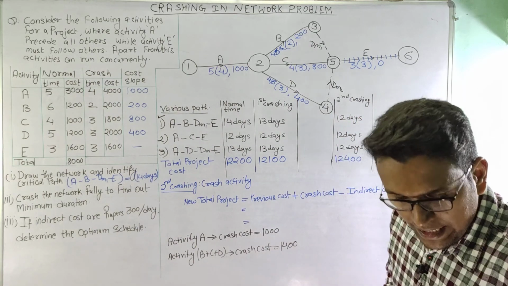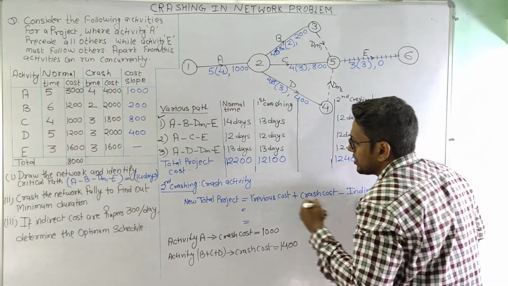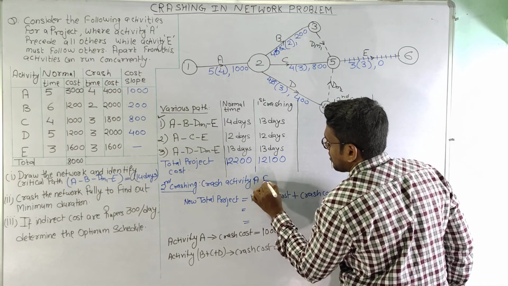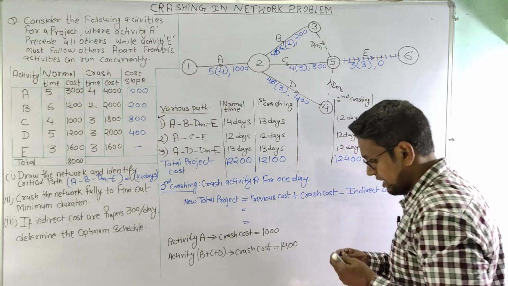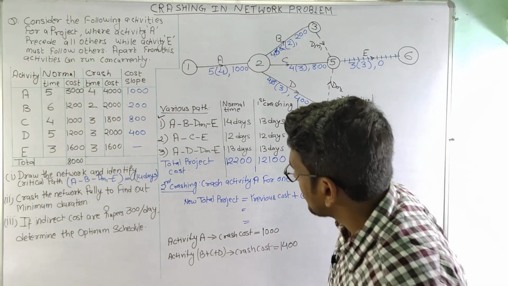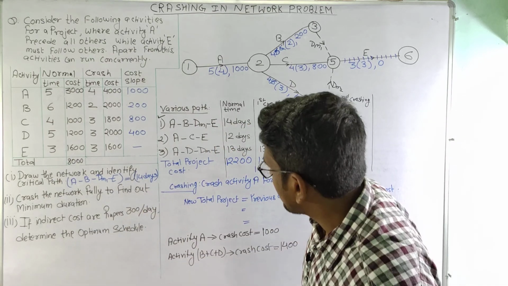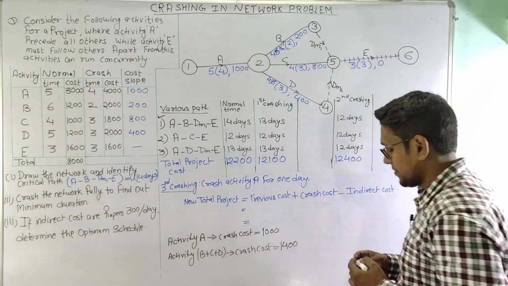So that's why activity A can be crashed for 1 day only. So crash activity A for 1 day, and this is the third crashing.